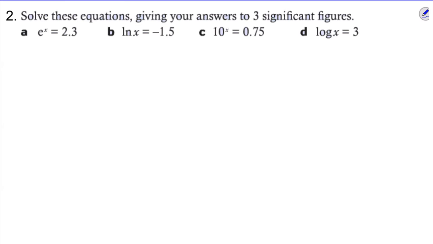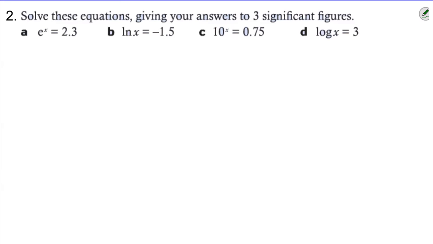Here are other questions. Solve these equations giving your answer to 3 significant figures. Some of the questions are given in exponential notation, some of them in logarithmic notation. So what you have to do is figure out what you need to do. Do you need to convert from exponential to logarithmic for you to be able to solve for x, or do you have to convert from logarithmic to exponential?